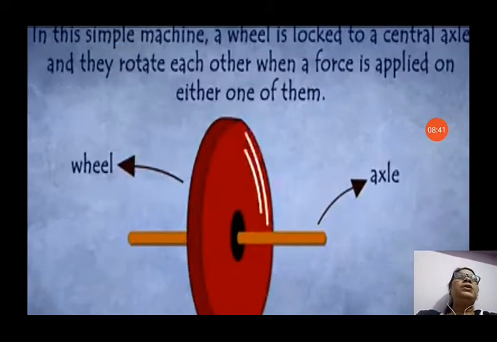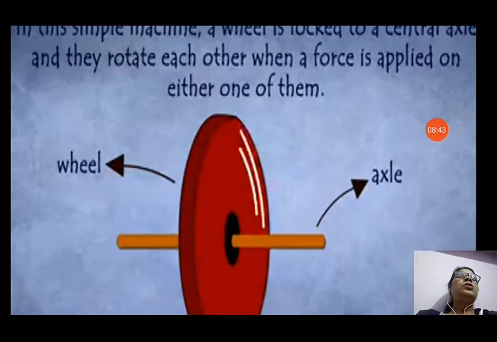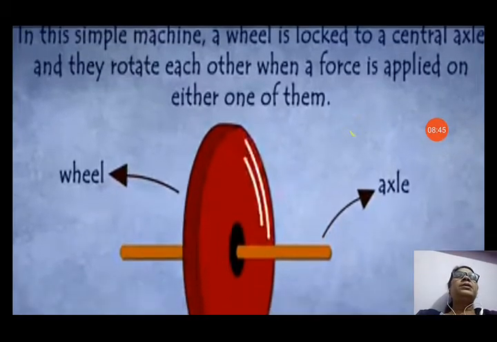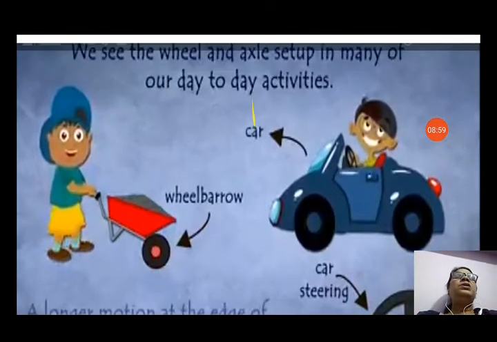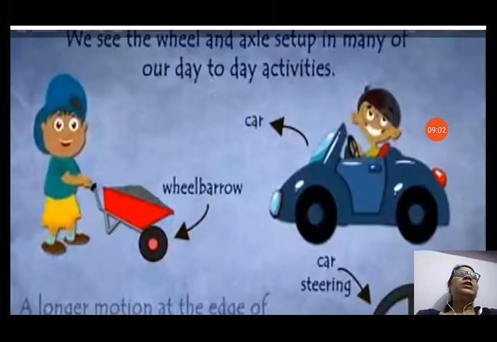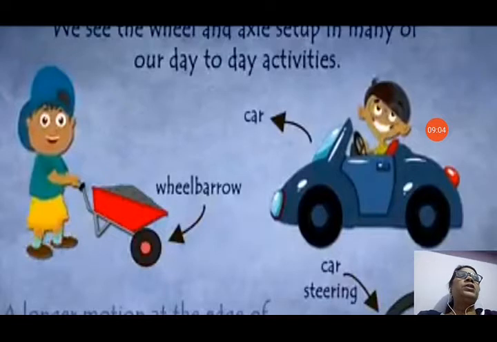Now let us see the next topic, that is wheel and axle. In this simple machine, a wheel is locked to a central axis and they rotate together when a force is applied on either one of them. You can see the axle and the wheel is moving over the axle. So it is called a wheel and axle arrangement. We see the wheel and axle setup in many of our day-to-day activities.